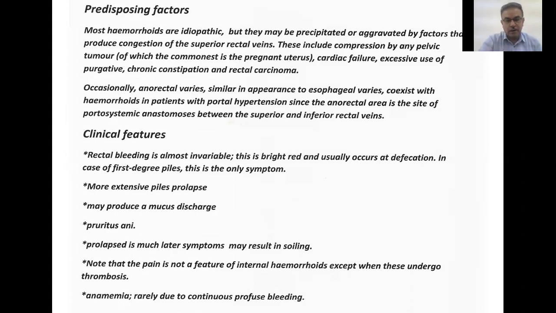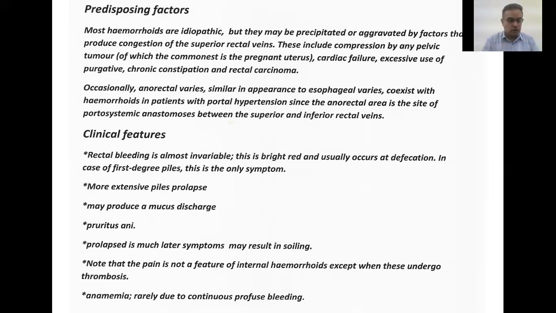Occasionally, anorectal varices, that is to say variceal veins similar in appearance to esophageal varices, coexist with hemorrhoids in patients with portal hypertension. It is rare but present, since the anorectal area is the site of portosystemic anastomosis between the superior and inferior rectal veins.